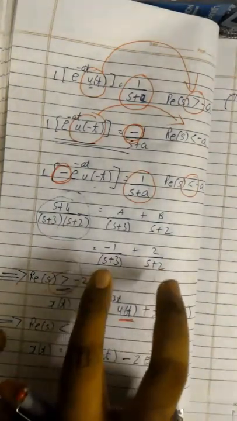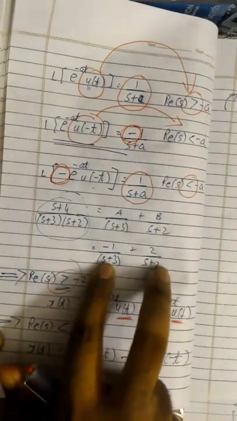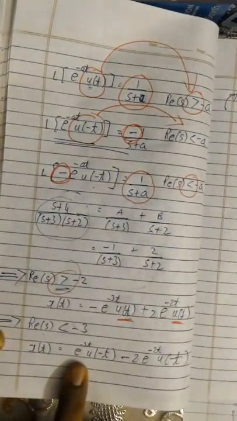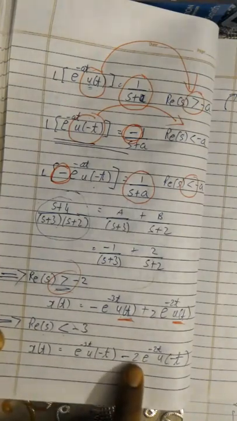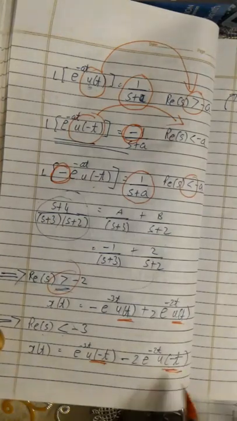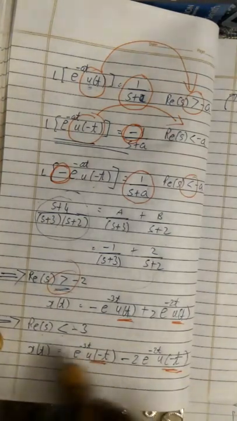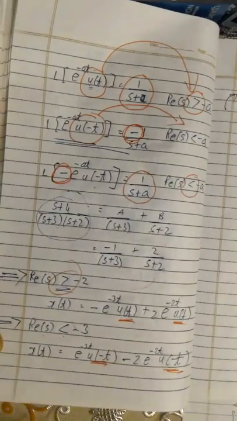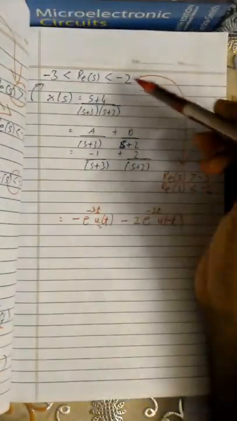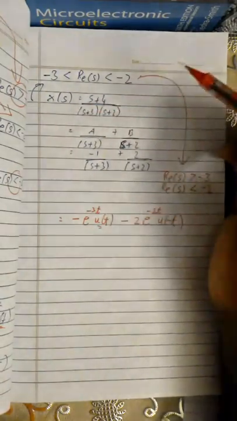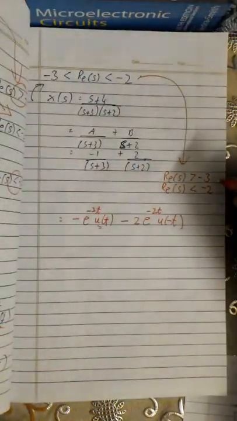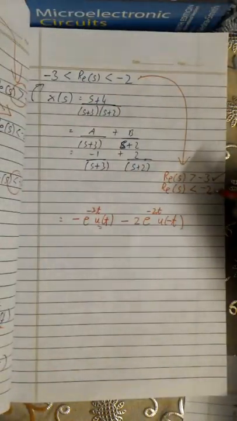You are going to negate this and find the inverse of this. Apply the minus sign in both the terms. So minus of minus becomes plus and minus of plus becomes minus, and then you attach u of minus t to each and every term. That is how this becomes a left-sided signal. And in the third case, sometimes your ROC can be between two values, which means it can be greater than one and less than the other.